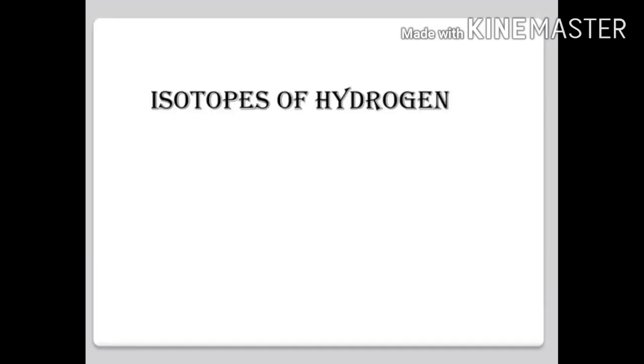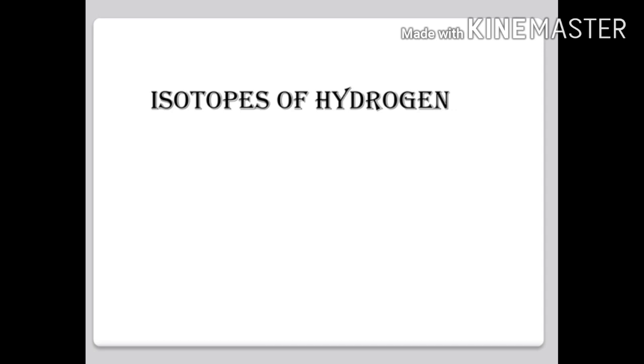Next topic is isotopes of hydrogen. Hydrogen has three known isotopes. Isotope means one of two or more species of atom of a chemical element with the same atomic number and position in the periodic table and nearly identical chemical behavior but different atomic mass and physical properties. Simply, atoms that have the same atomic number, that means the number of protons is the same, but different mass number, that means the number of protons and neutrons is different, are called isotopes.